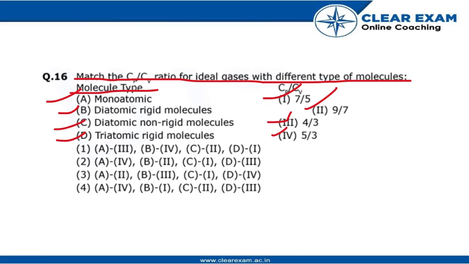Now we have to check from the following given options which of the options matches the correct molecule type with the correct Cp by Cv ratio. On tallying the options, we can say that option 4 is the correct match of both the columns. So we can say option 4 is the correct answer to this question.